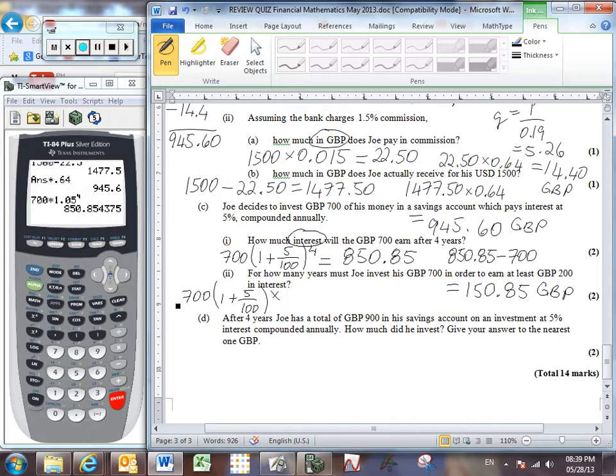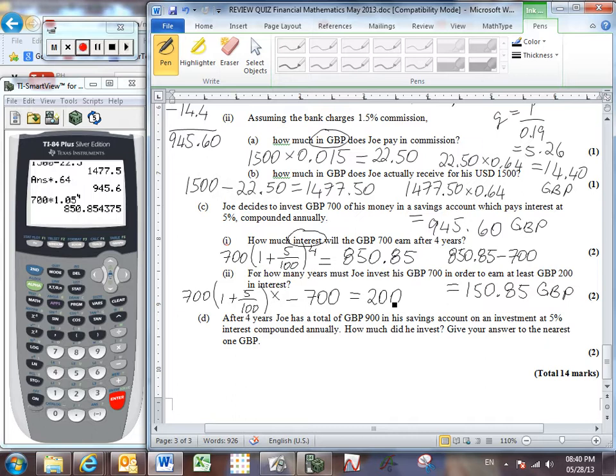If we want to find out when he has $200 in interest, let's subtract the initial $700. So this is the total amount that he has minus the initial amount, and that will represent the amount of interest that he's earned, and we know that we need him to have at least $200 in interest. Because we're compounding each year annually, we expect our answer to be a whole number of years, because he's not getting his compound interest until the end of each year.